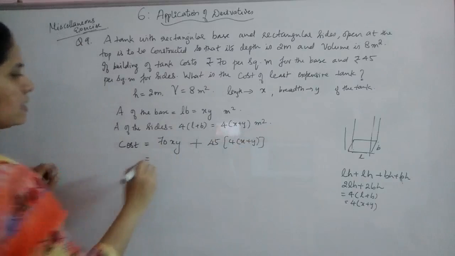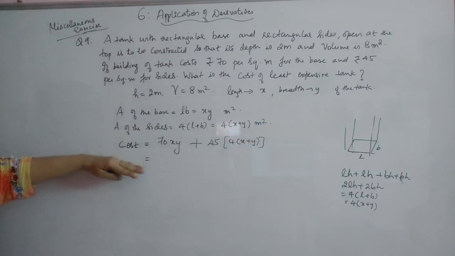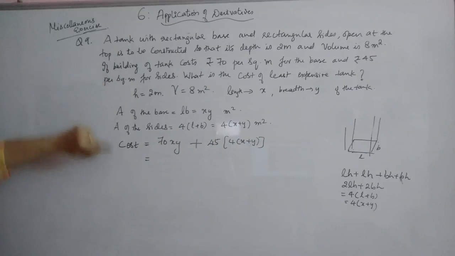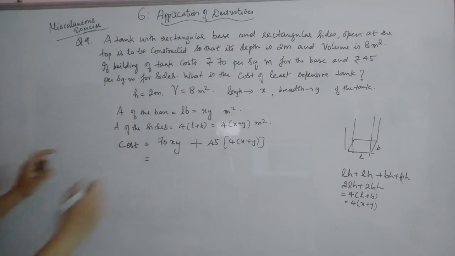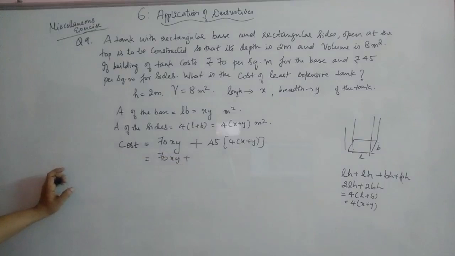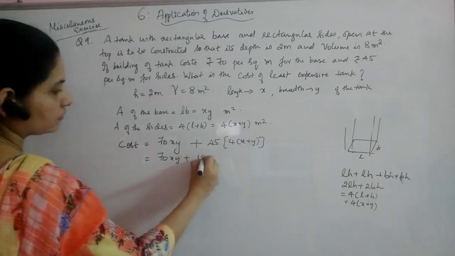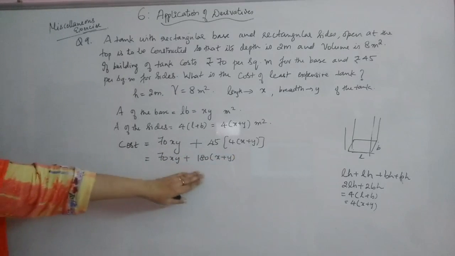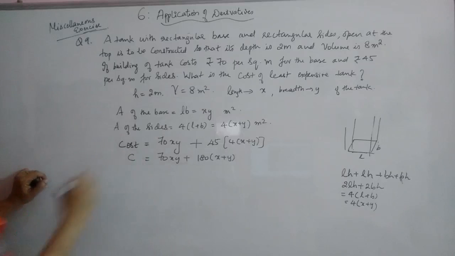So this will be the total cost, and here you have to differentiate and find out whether it is giving you the least expensive tank or not. That is, the second derivative of this cost should give you greater than 0 at the critical point, right? So what is this? 70xy plus 45 into 4, you will get it to be 180. Correct? 180 into X plus Y. So this is acting as C.